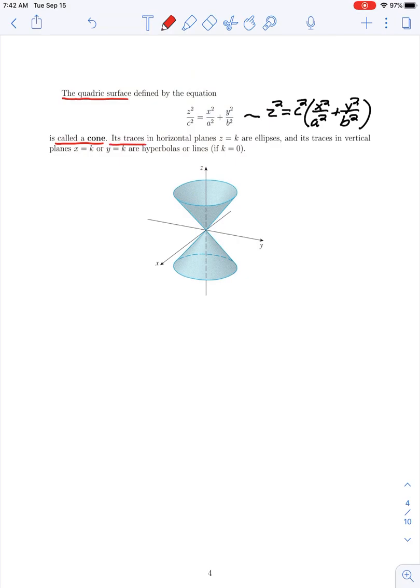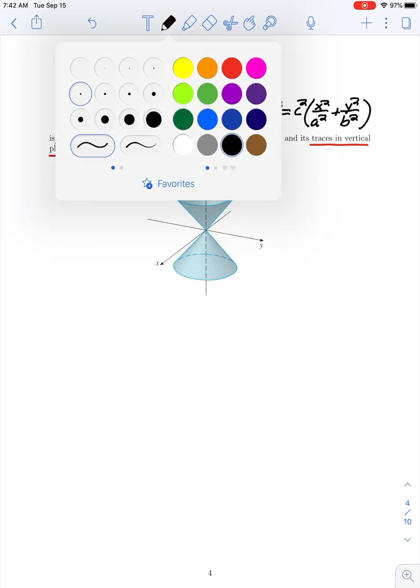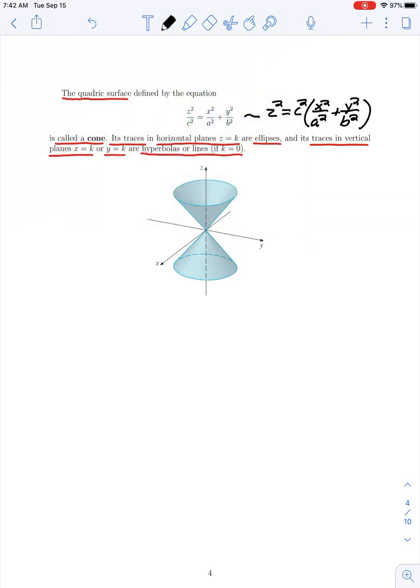Now, the traces of this surface in horizontal planes, say something of the form z equals k, would be ellipses, and its traces in vertical planes, say x equals k or y equals k, would be hyperbolas or lines in the event that k is equal to 0. So let's take a look at these different traces. Let's start with traces in horizontal planes.